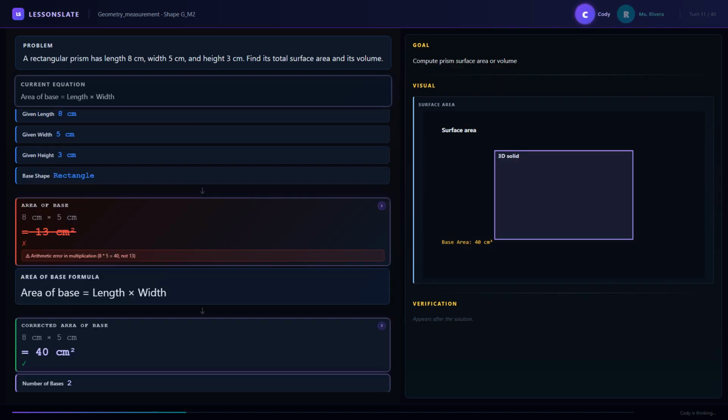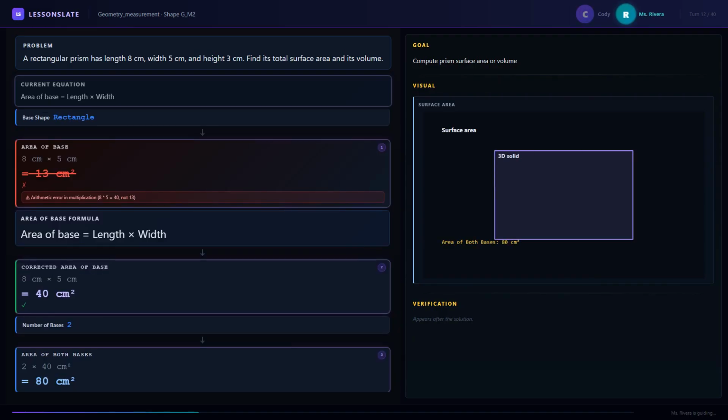Okay, so a rectangular prism has 2 bases, the top and the bottom. So I guess that means there are 2 areas of 40 square centimeters, right? I think I need to multiply that 40 square centimeters by 2 for the base's part of the total surface area. Then I still have the 4 side faces to consider too.